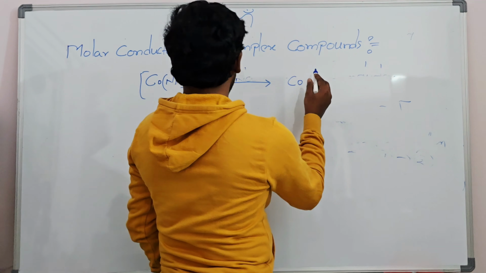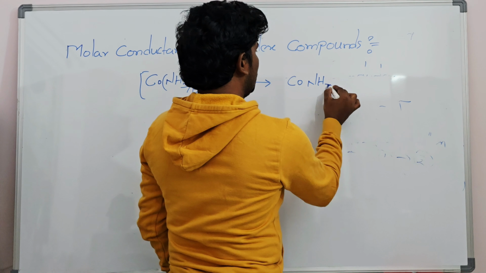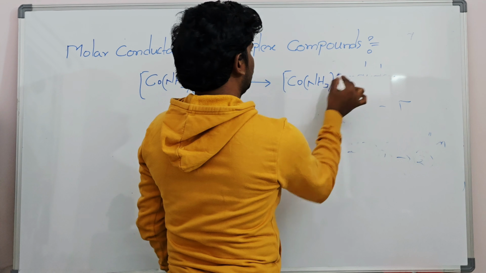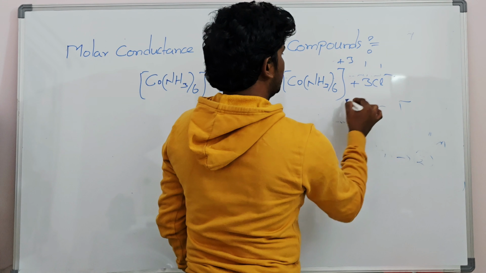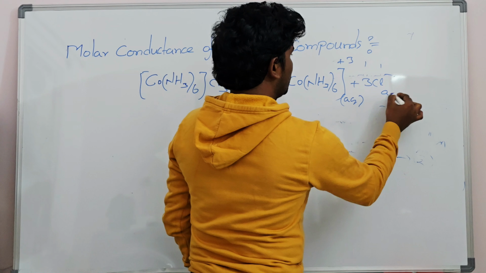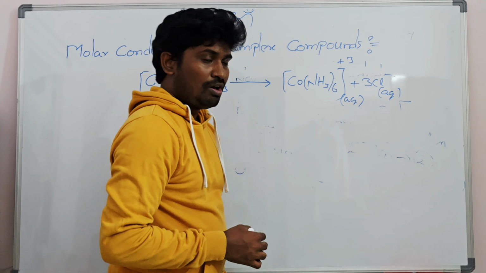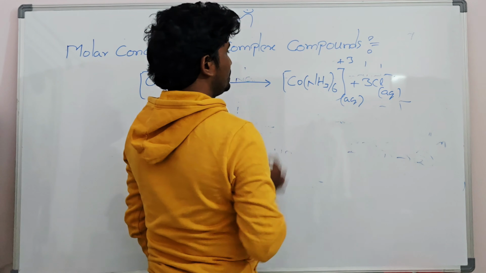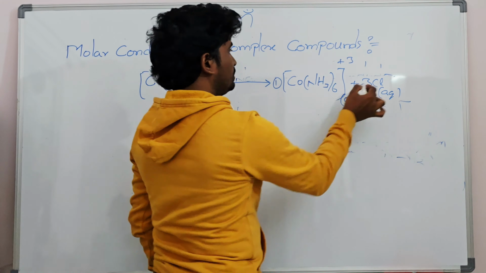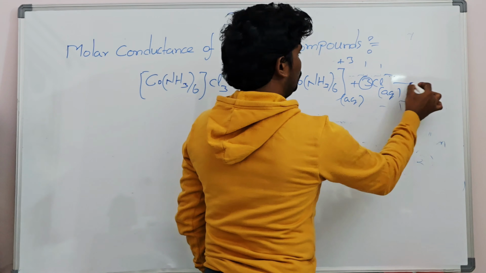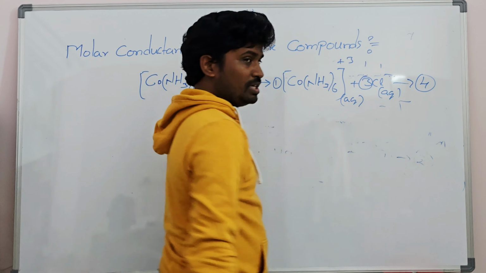The complex sphere exists as [Co(NH3)6]3+ and 3 Cl-. This is the complex ion, and this is the ionic ion. Now observe how many ions are present in the aqueous medium. The complex sphere is 1 ion, Cl- ions are 3, so 4 ions are present in the aqueous medium.